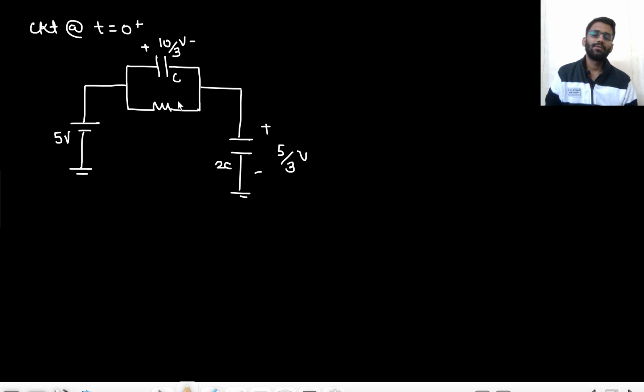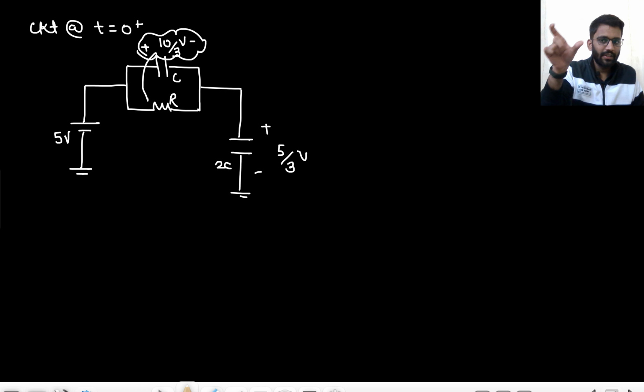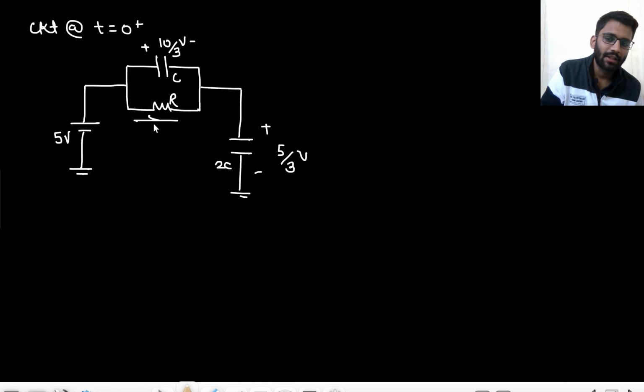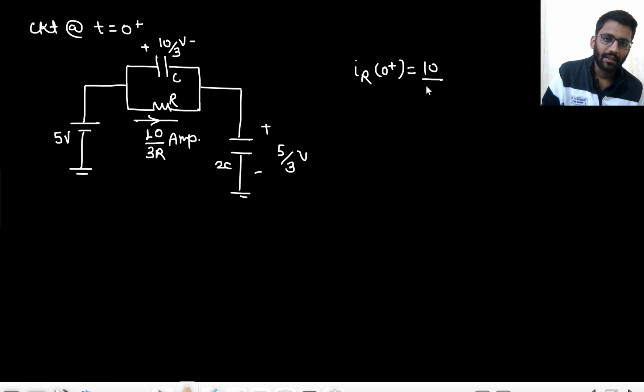This is the circuit at t equals to 0 plus, and this is my resistance R. Now tell me, this 10 by 3 voltage will come across the resistance R as well, right? The same voltage will come across the resistance R at t equals to 0 plus. That means at t equals to 0 plus, what is the current flowing through the resistor? That is 10 by 3 into 1 by R, that means 10 by 3 R. So V by R current is flowing. What is V? V is 10 by 3. So 10 by 3 R ampere current is flowing in the resistor.